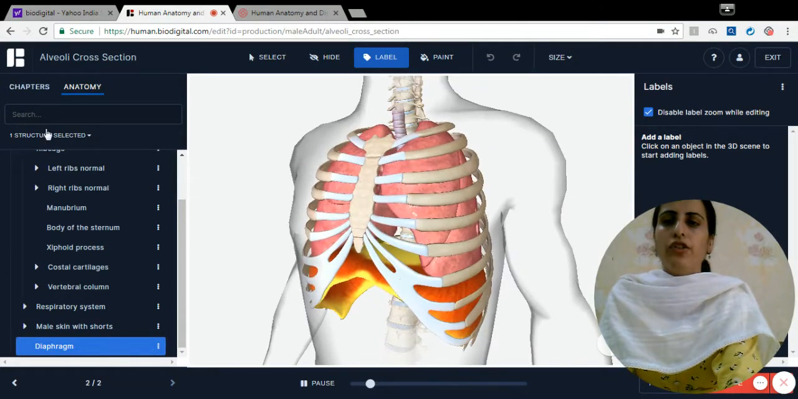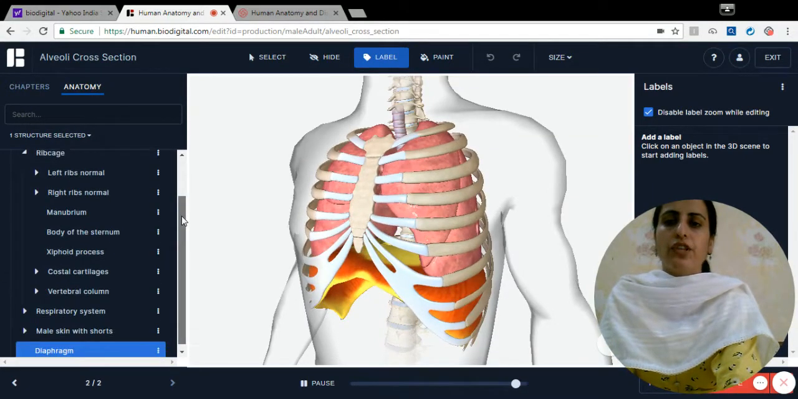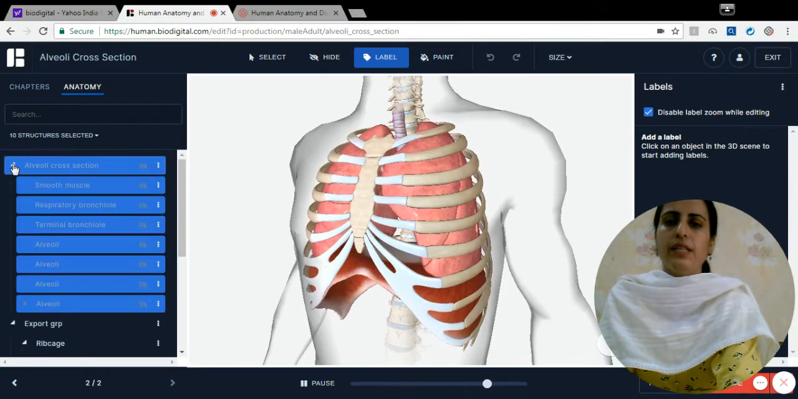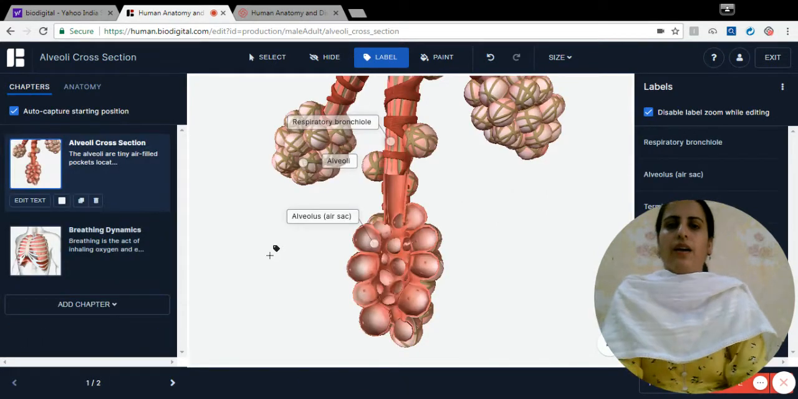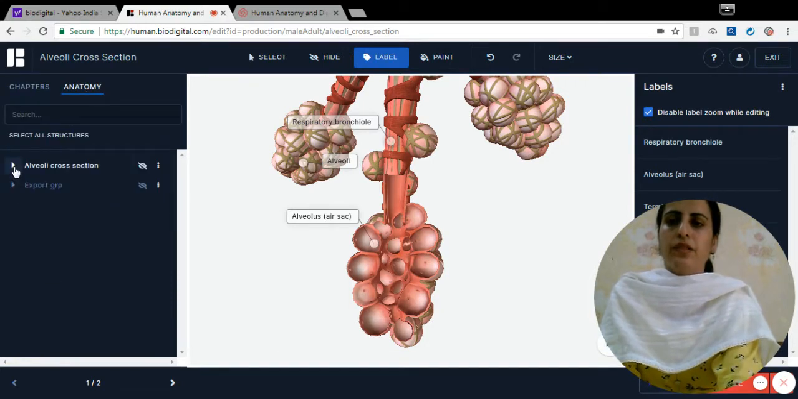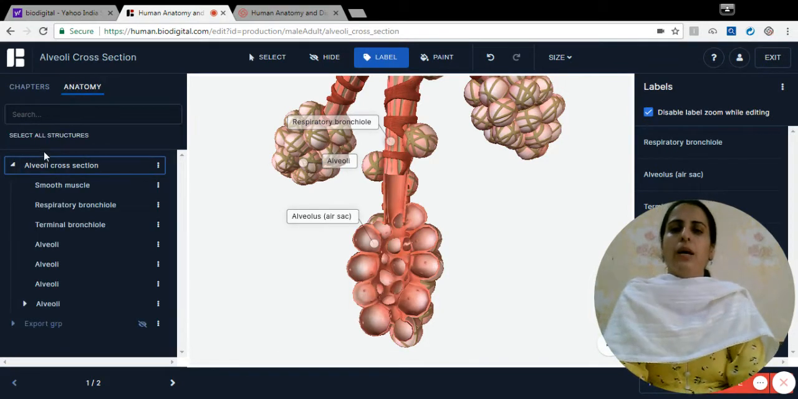Now I will show you the alveoli, the main region where the exchange of gases takes place. This is the cross section of the alveoli, and you can clearly see the different parts involved here. Basically, the respiratory tract comprises the mouth, the nose, nostrils, pharynx, larynx, and trachea. The trachea divides as it approaches the lungs into two branches, the primary bronchioles, that enter each of the lungs, the left and the right.